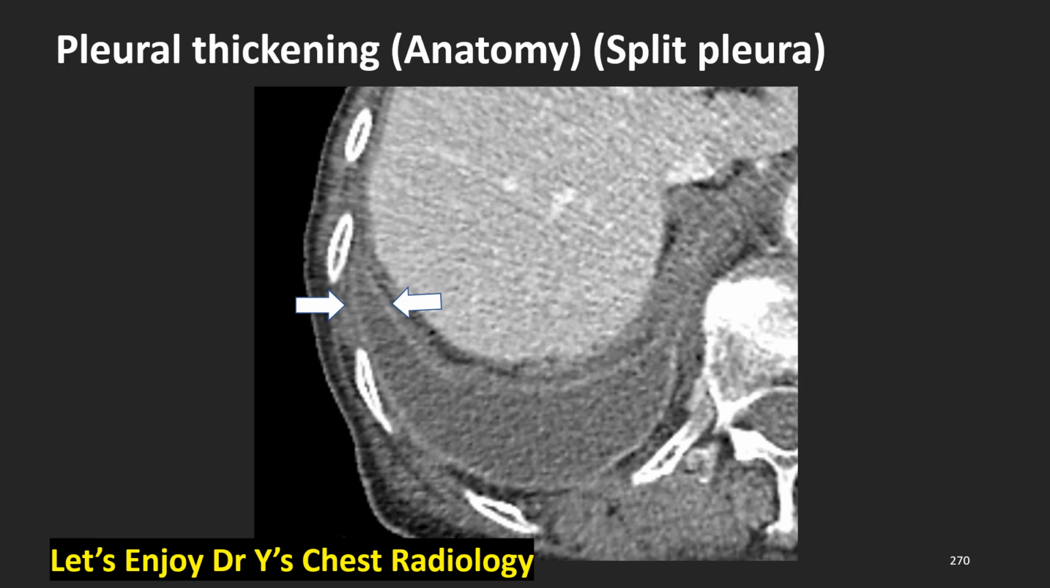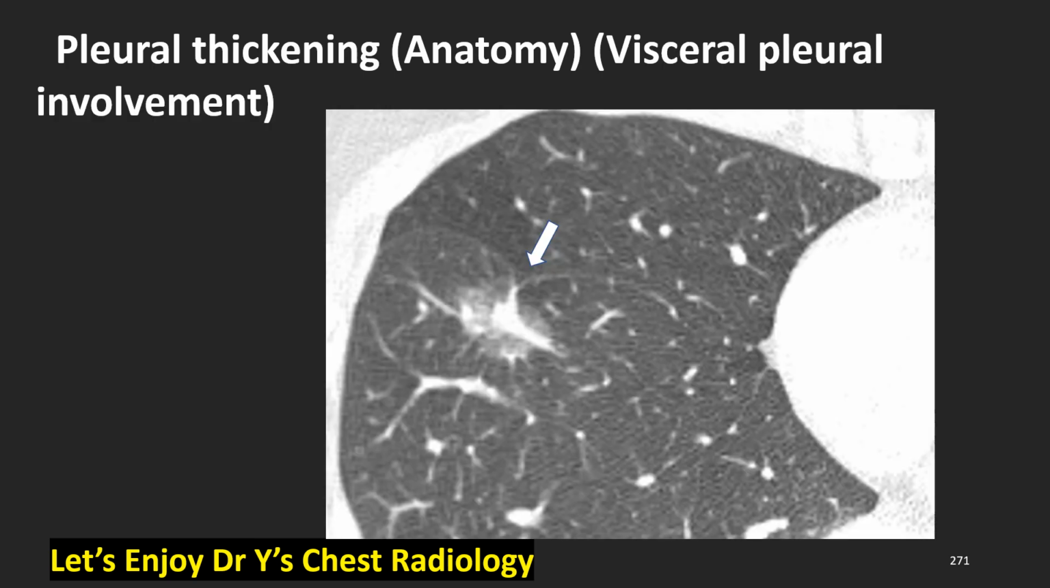Pleural thickening anatomy, split pleural sign. Arrows indicate thickened and enhancing parietal and visceral pleura, split pleural sign of empyema. Pleural thickening anatomy, visceral pleural involvement. Arrow indicates pleural involvement due to adenocarcinoma of ground glass opacity.